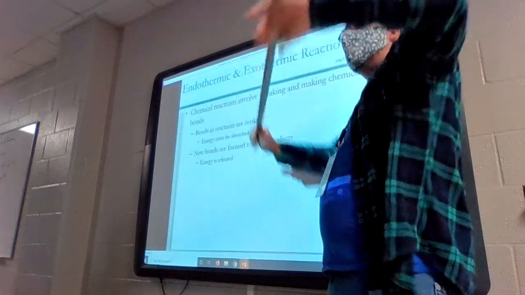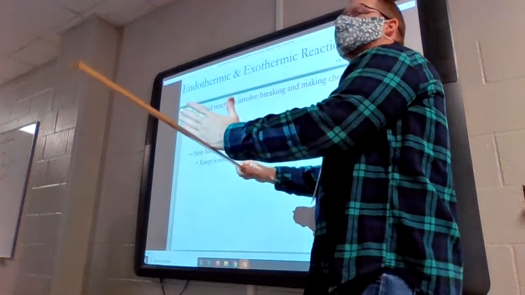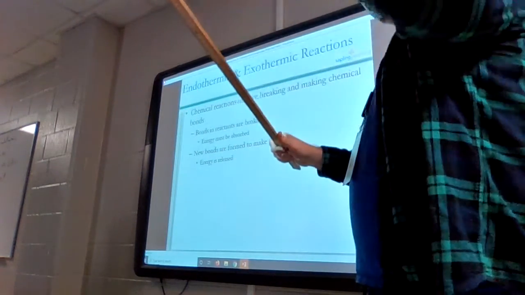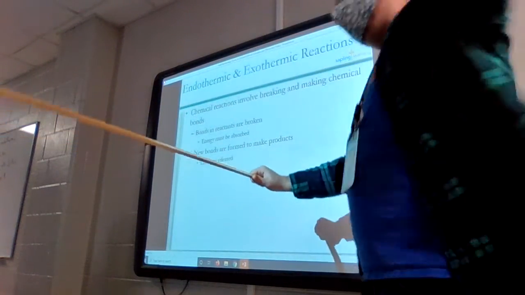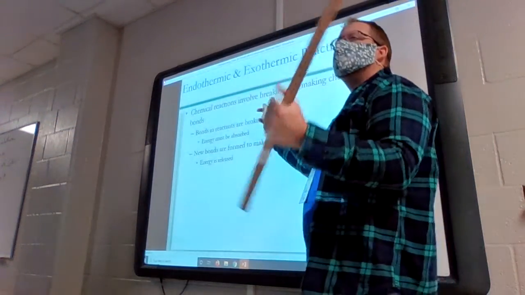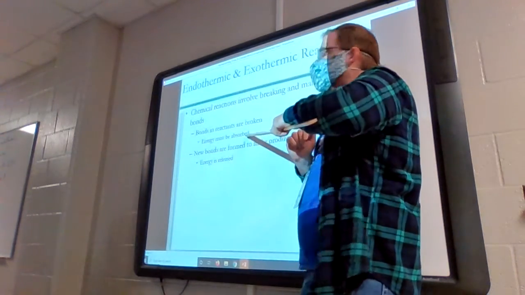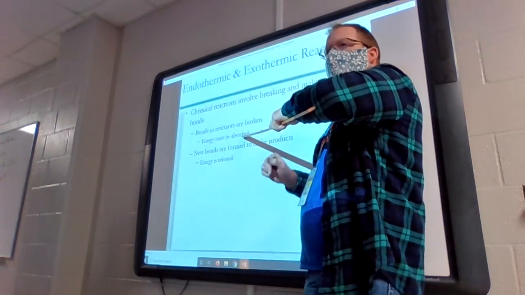I put energy into it. I either force it to bend and break, or hit it real hard and try to snap it. The only way to break this stick is to put energy into it, put work into it, and try to break it. The same thing applies with chemical bonds. In order to break a bond, I must put energy into that bond, and it has to be absorbed.